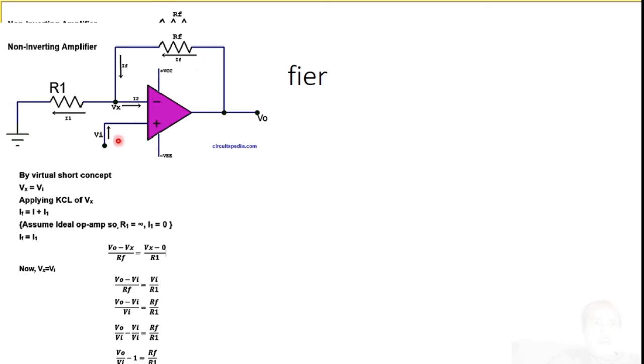What is the direction of flow of current? This is the direction of flow of current: from the output, through the feedback resistor to the node point, and from the node point toward the input. This Vx is the node point. This Vx we call virtually shorted.